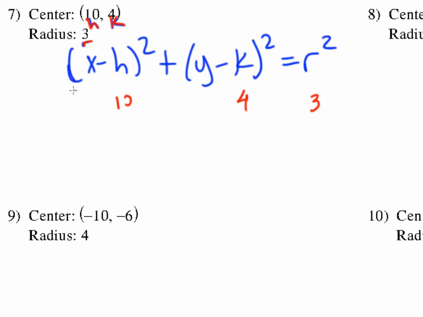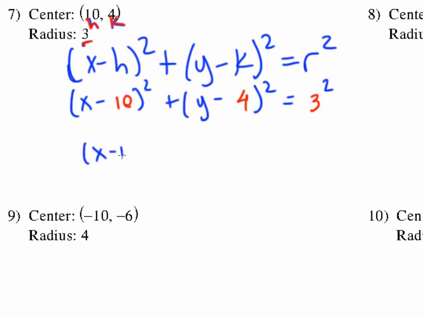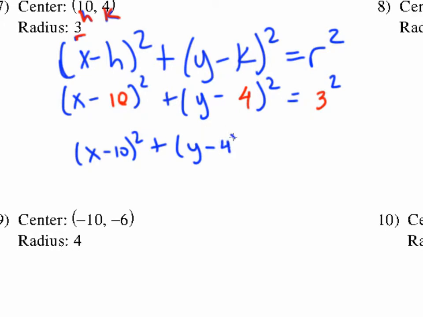So we have x minus h, that's a 10. x minus 10 squared plus y minus 4 squared equals 3 squared. And you can simplify that. You get x minus 10 squared plus y minus 4 squared equals 3 times 3, which is 9.